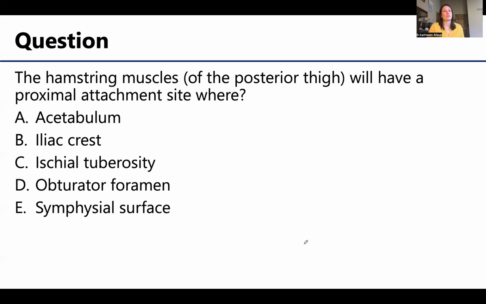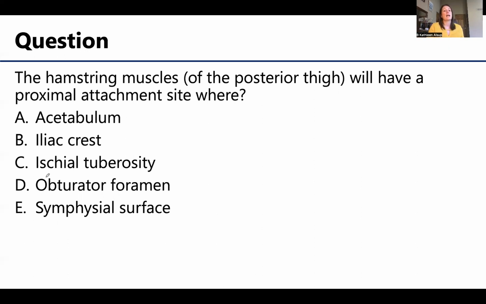All right, excellent. We have reached our question. We did talk about some specific structures of the pelvic girdle. Specifically, I want you to remember those hamstring muscles we talked about on the posterior thighs will have a proximal attachment site to which of these structures? So take your time, look through the choices. Hopefully it pops up. If it doesn't, go back into your notes, find the answer.